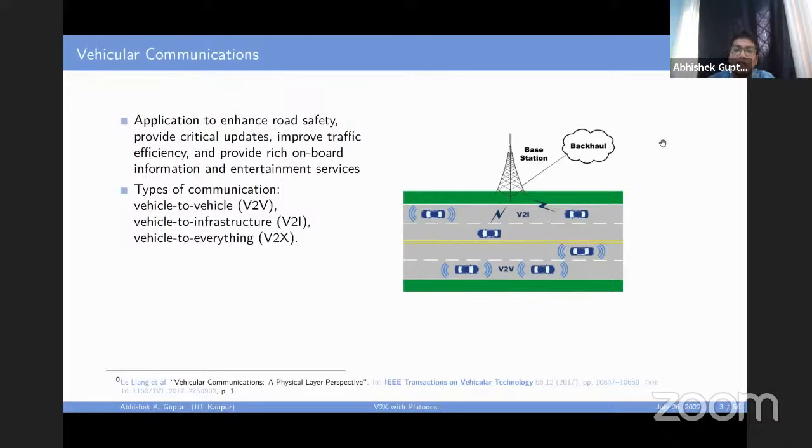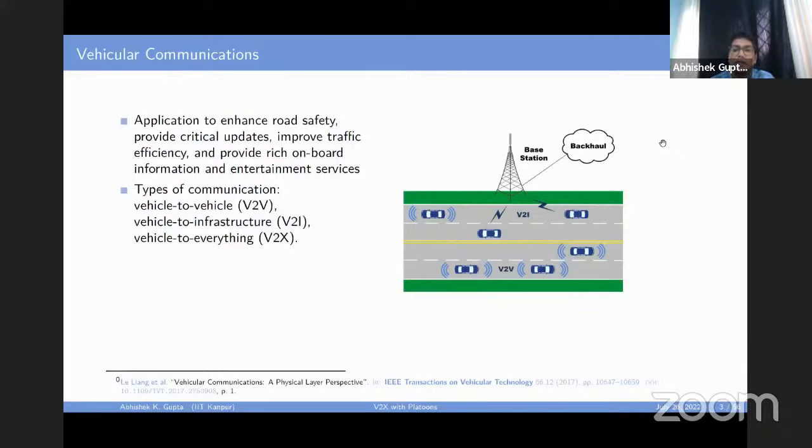Along with that, it can also provide you some accessory services. For example, you can update the software of your car, or you can get some entertainment services in real time. And also, this can be used when you talk about autonomous vehicles. This is also essential. This vehicular communication can be very helpful to get the full potential of such services.